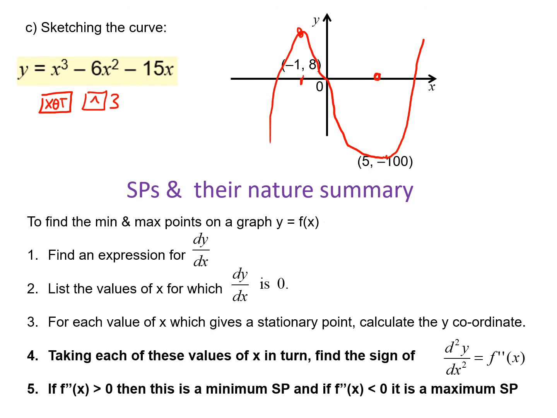And then to find its max and min, you need to work out d²y/dx², in other words, differentiate your dy/dx. And then if it's greater than 0, it's a minimum. If it's less than 0, when you put your value of x in, then it's a maximum.